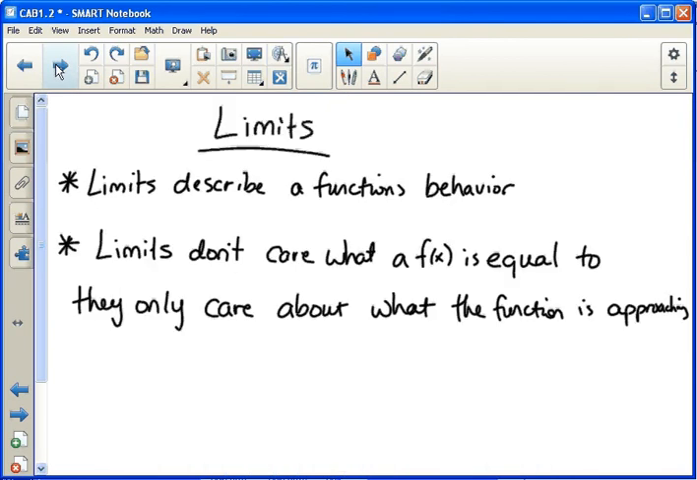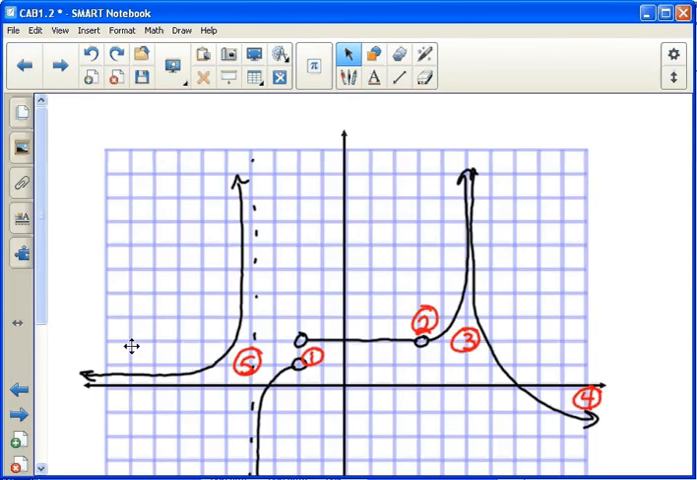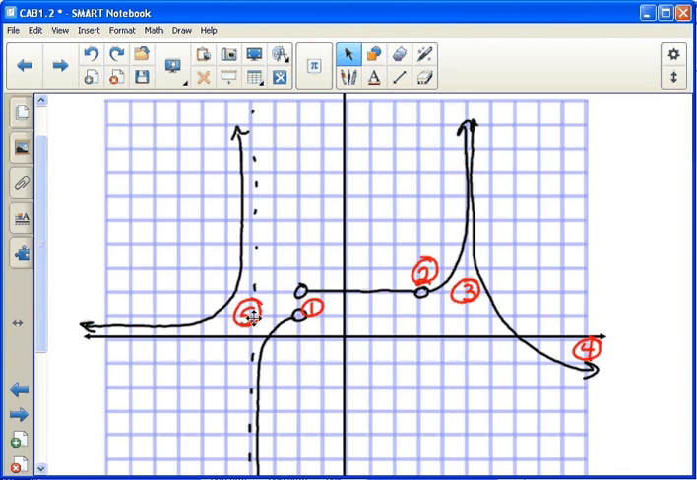So ultimately, a limit's purpose is to describe a function's behavior, to describe what a function does. Now, limits don't care what a function is equal to, they only care what a function is approaching. So going back to our picture for a moment, it doesn't care that the function doesn't exist right here at x equals -4. What a limit will help you determine is that the function is approaching infinity from this side, and that the function is approaching -infinity from this side. The function doesn't actually reach infinity or equal anything at all at this point, but it tells you what it's doing as you approach it from one side or the other.